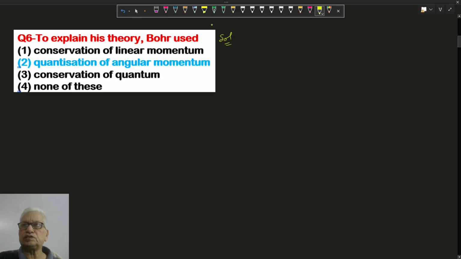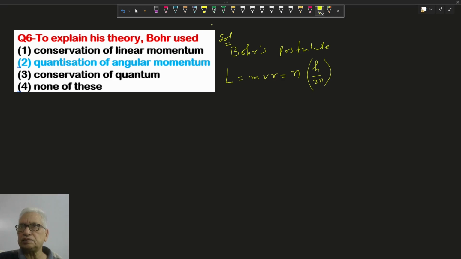Bohr's second postulate is that angular momentum L equals mvr equals n times h upon 2 pi, where h is Planck's constant and n must be an integer. So we use this to explain the first theory, and the second postulate says angular momentum is an integral multiple of h upon 2 pi. It is also called quantization. Option 2 is correct.